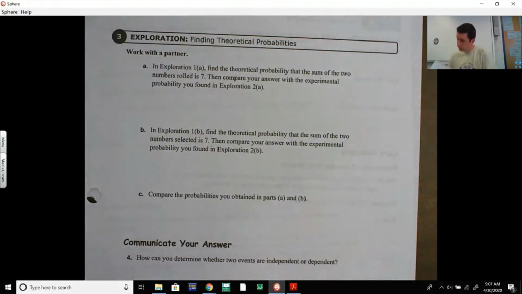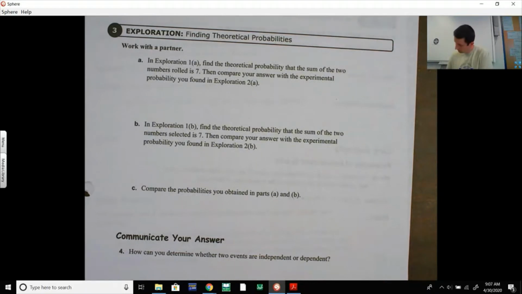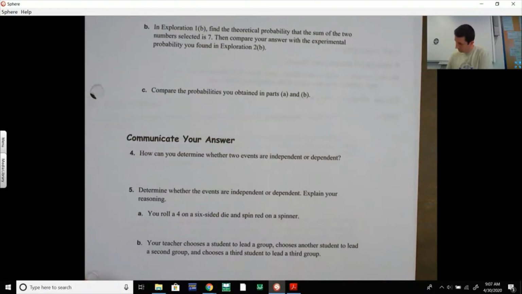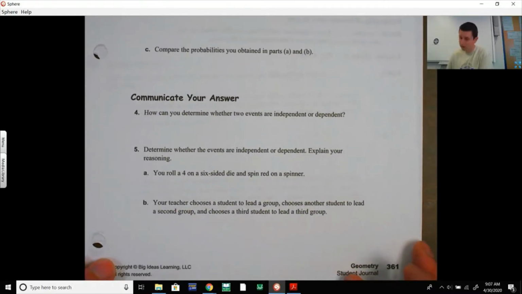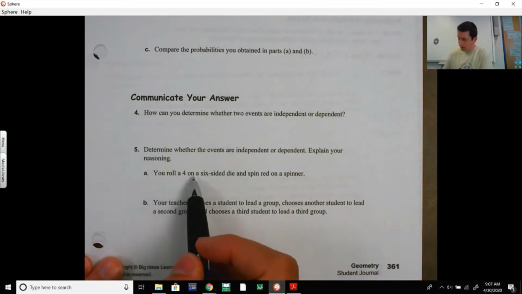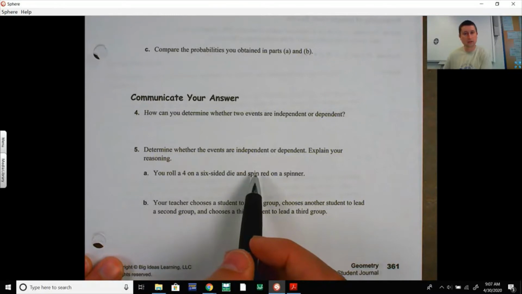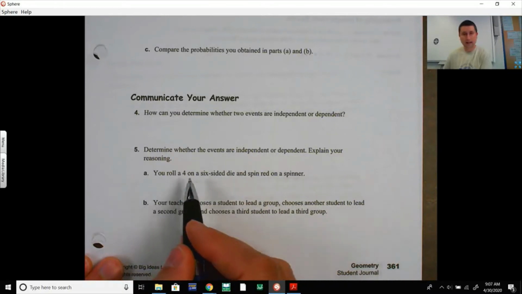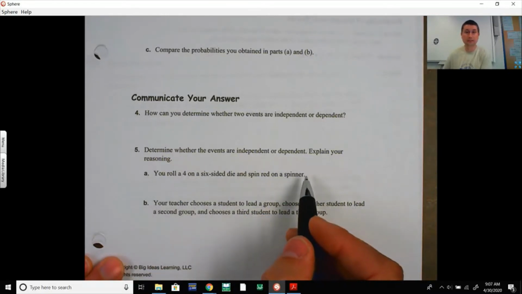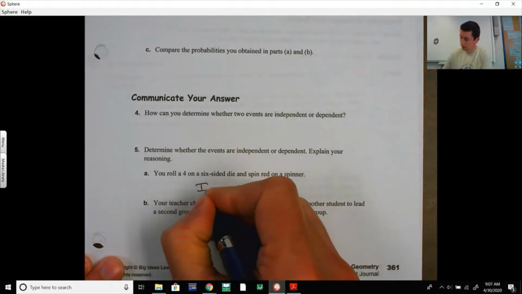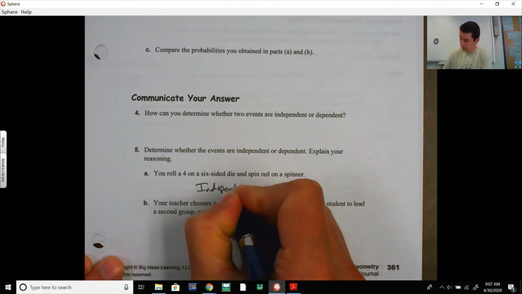Okay, that's from 12.1. So let's look at 5. This is page 361. You roll a 4 on a 6-sided die and spin red on a spinner. Are they independent or dependent? Does the die have any effect on the spinner? Does the spinner have any effect on the die? And that would be no, these are independent events.